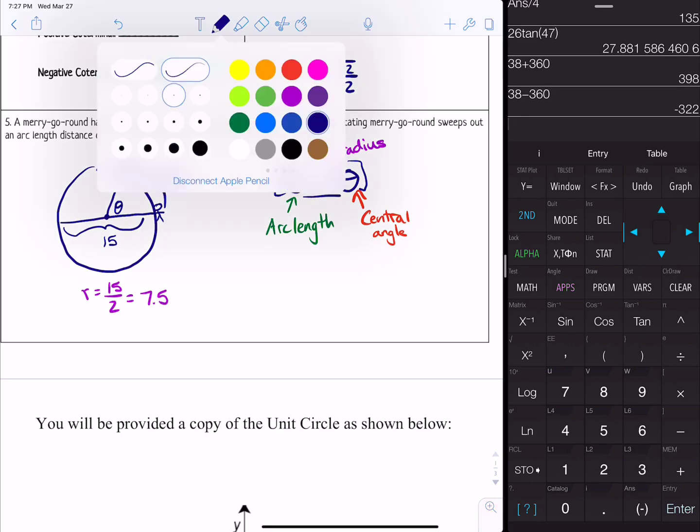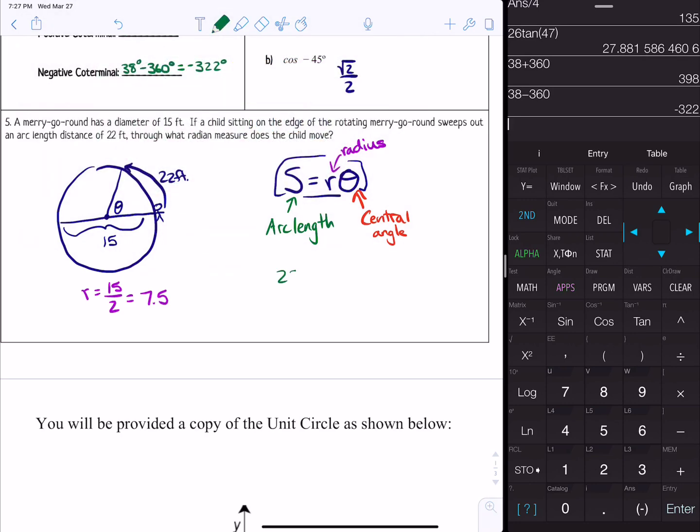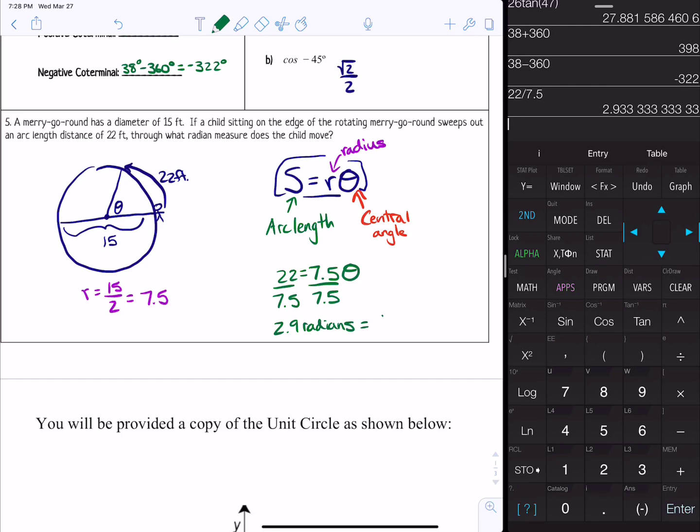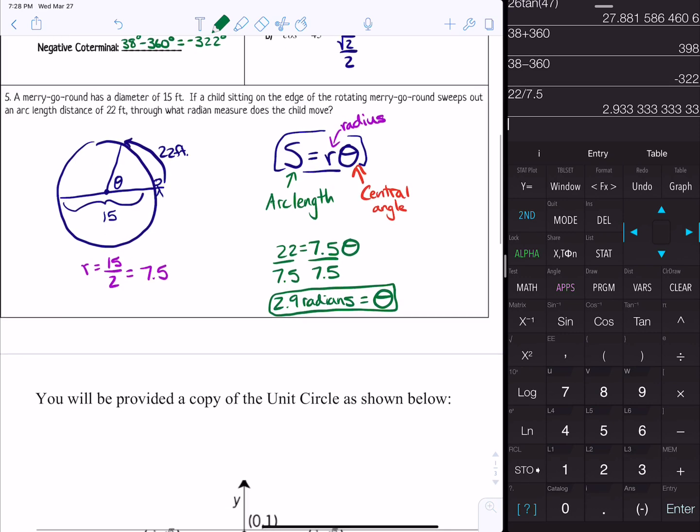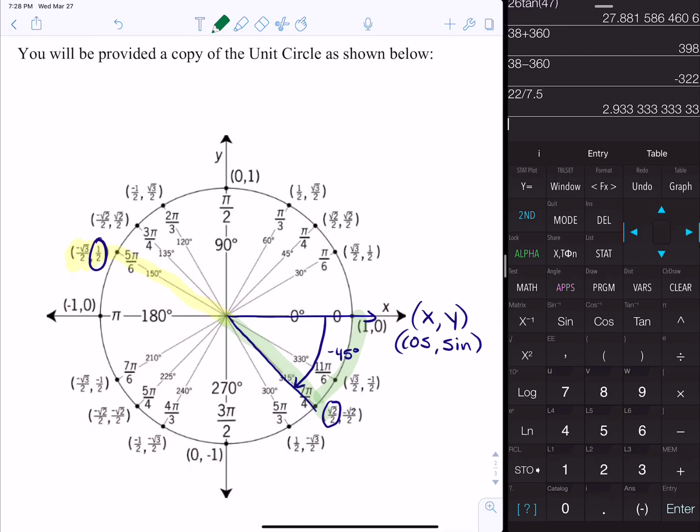So let's plug in what we know and figure out what we need. The arc length is 22 feet. We know the radius now is 7.5, and we're just looking for theta. So all you need to do is divide both sides by 7.5. 22 divided by 7.5 is 2.9 radians, and you can leave it like that. So just know the arc length formula and what those letters represent, and then you may be given diameter and have to figure out the radius. And keep in mind on your quiz, you will be given the unit circle. Okay, so that's it.